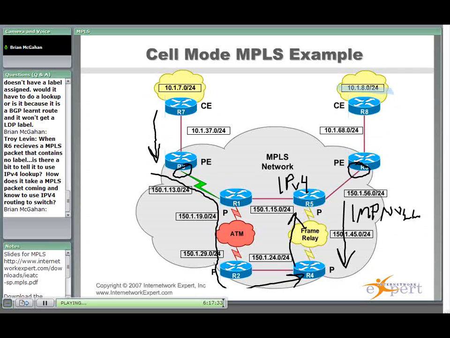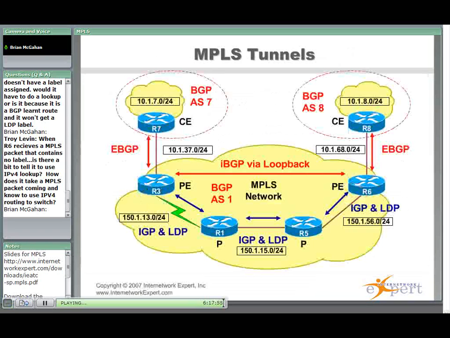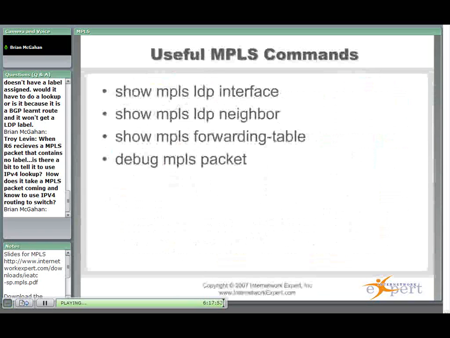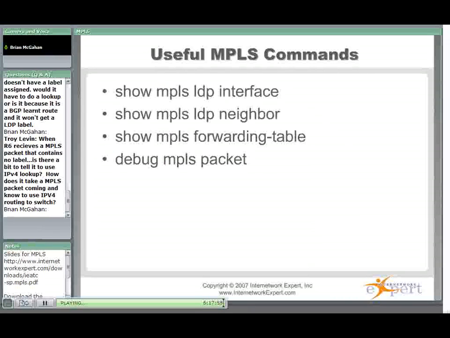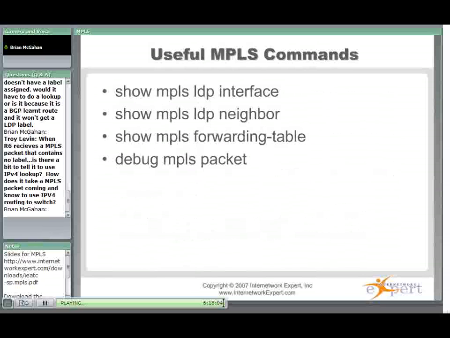So what's happening is that the traffic is going from 7 to 3. It's getting labeled inside of MPLS. 3 is sending it to 1, 1 down to 2, 2 over to 4. When 4 gets it as a labeled packet, it is popping the label and sending it out to router 5 as a regular IP version 4 packet. But the problem is, router 5 does not have a route to the final destination, which is the 10.1.8.0.